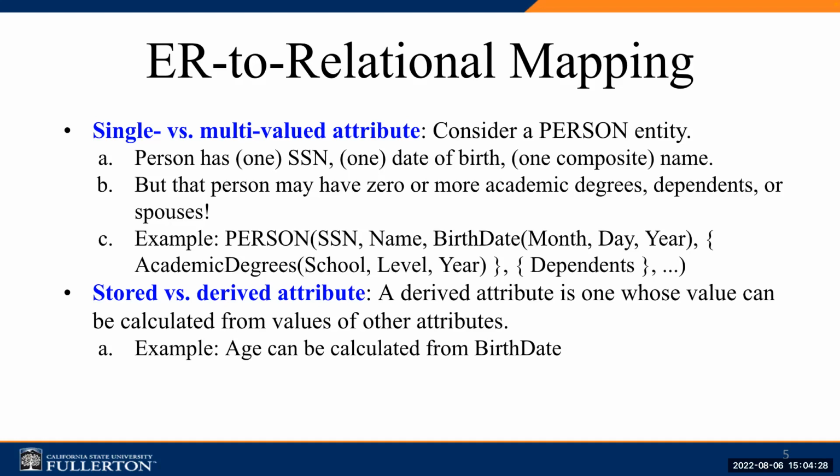Next, we'll talk about stored and derived attributes. Derived attributes are those that can be calculated from the values of other attributes, and therefore they do not have to be stored explicitly. Now, an example is age can be calculated from the date of birth, assuming that the birth date is an attribute that is available for the entity.